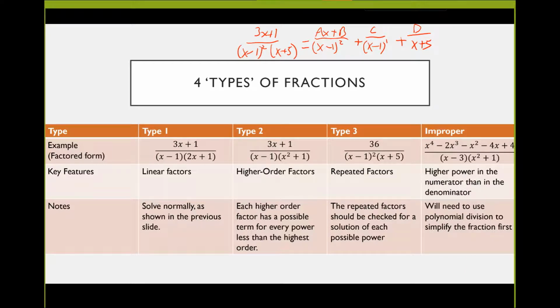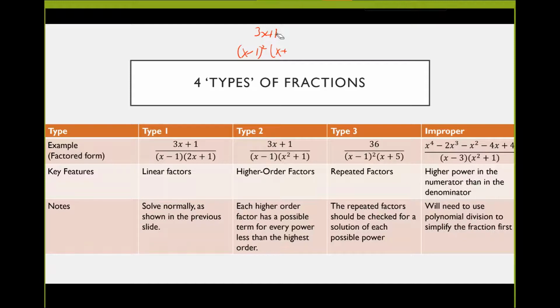Nope. Okay, then the last one is an improper fraction. An improper fraction is whenever your numerator is larger than your denominator. I believe we saw some of these earlier, unless I'm mixing up my classes. So we'll need to use polynomial division or synthetic division to divide these out first, and then we can solve them normally. Okay, so I'll show you one of each type.